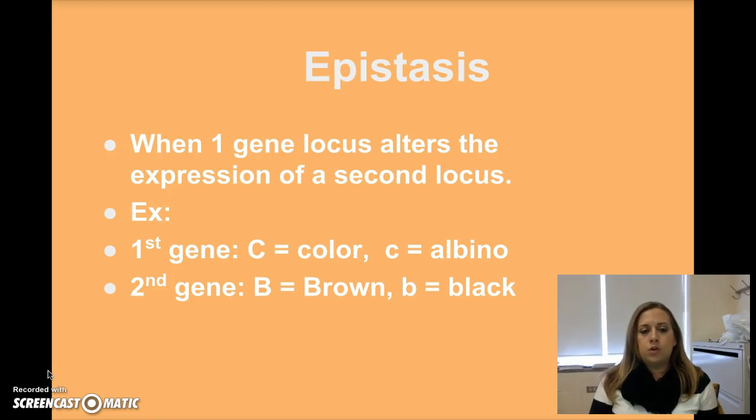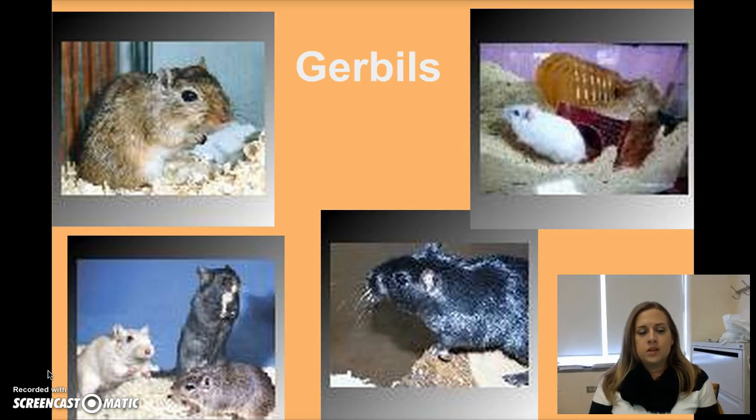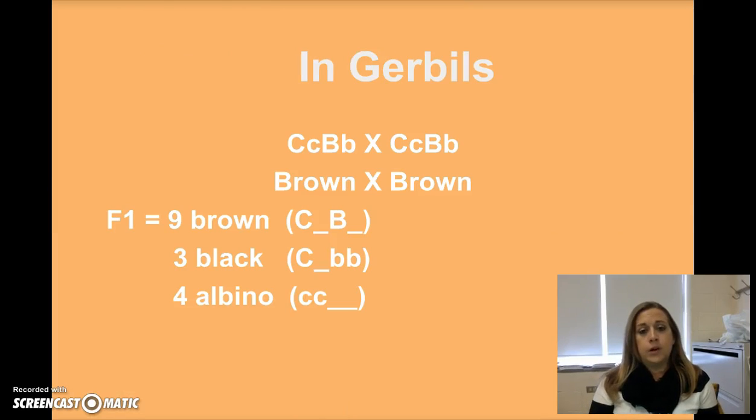Then the second gene codes for what color will be there if there is color. And so capital B is for brown, that is dominant, and then lowercase b is for black, which is recessive. In this example, we're looking at gerbils. You can see here we've got several different colors. So this would be our albino gerbil. We've got a black gerbil, and then some different shades of brown in there as well.